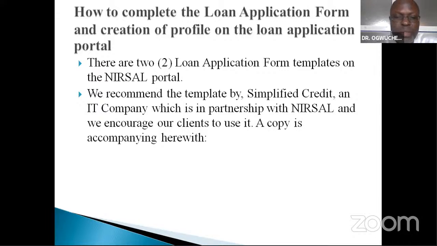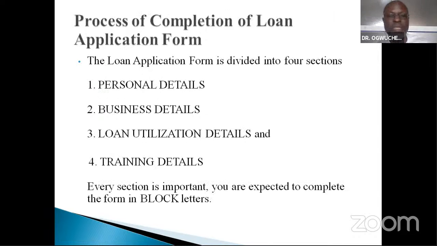Simplified Credit is an IT company which is in partnership with NASA. They also have their own template on the portal, and it's much easier to handle. So that is the one that we will be looking at. That's the one we use, and that's the one we also advise our clients who are doing the business plan themselves to use. Right. That form is divided into 4 sections: the personal details section, business details, loan utilization details, and training details. Okay, so we'll look at each of these sections and then we'll discuss them.